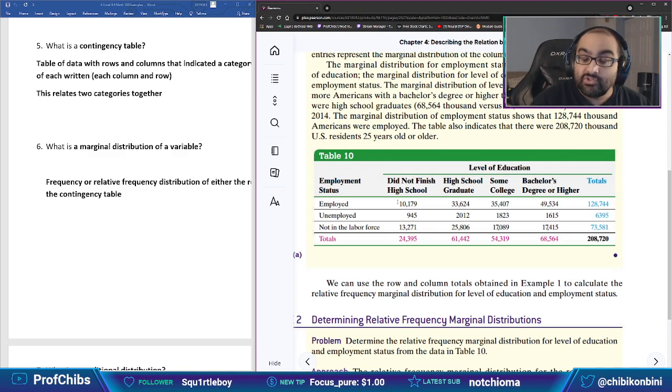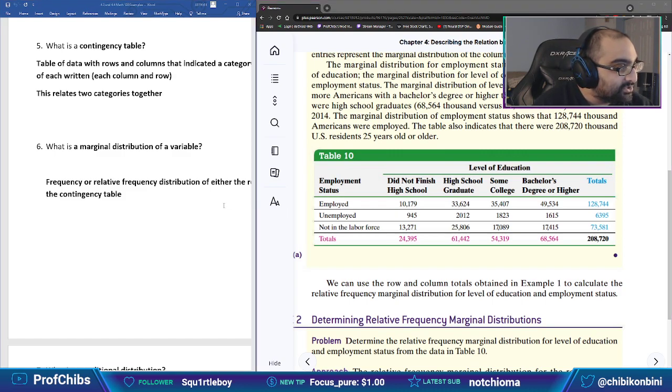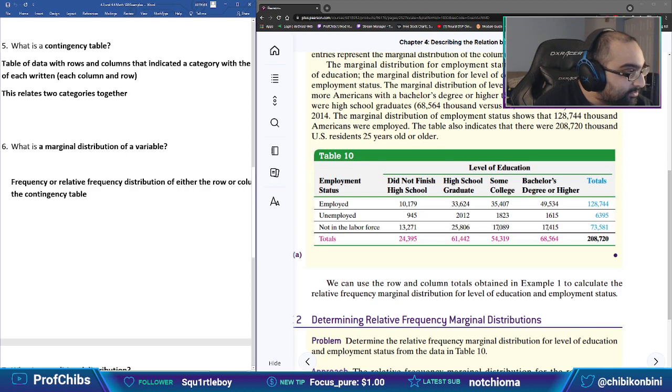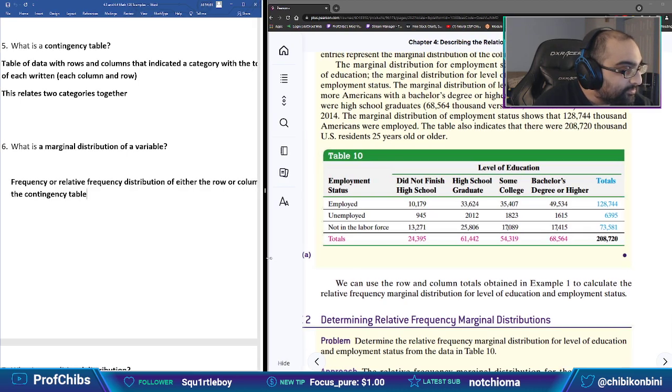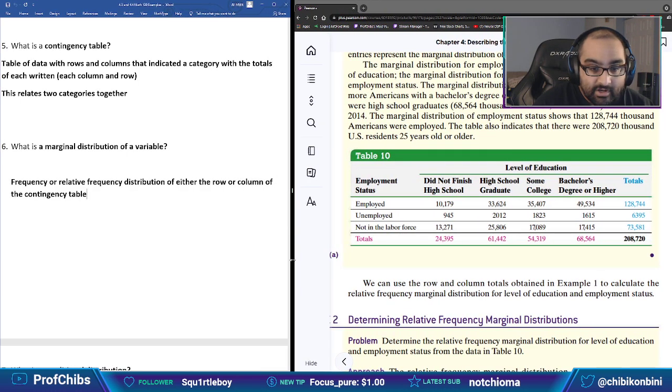So of course, what do we want to do with this contingency table? All right, let's take a look at this next part. Take a look at the handout here. Okay, so the next thing we'll talk about.